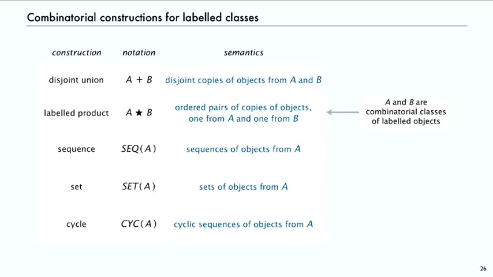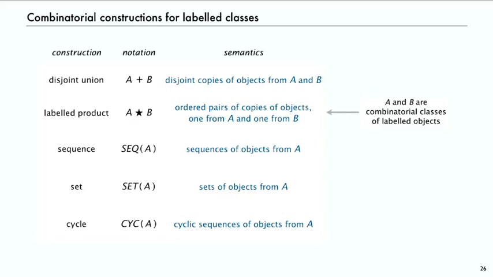We talked about plus, which is the same: you take copies of objects from A and B, but you relabel in all consistent ways. Star product is where you take ordered pairs of copies. Sequence is similar to what we did for unlabeled. It's 1 plus A plus A star star A, and so forth.